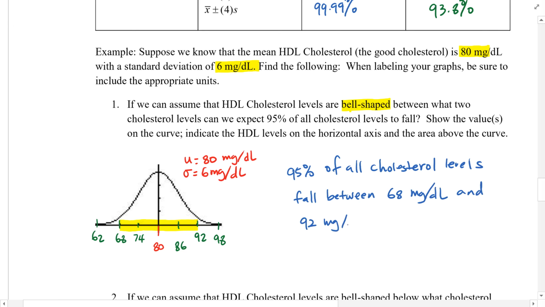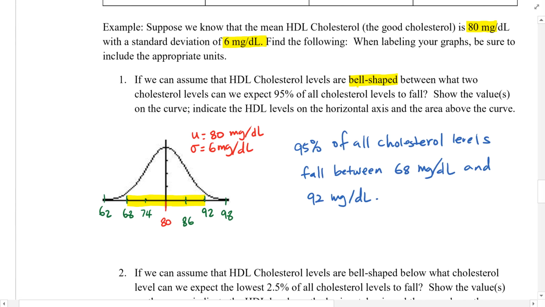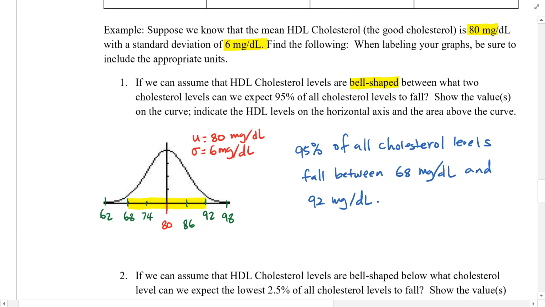Right? So again, this is 2 standard deviations. So I say 95% is within 2 standard deviations of the mean. So we look for 2 below and 2 above.